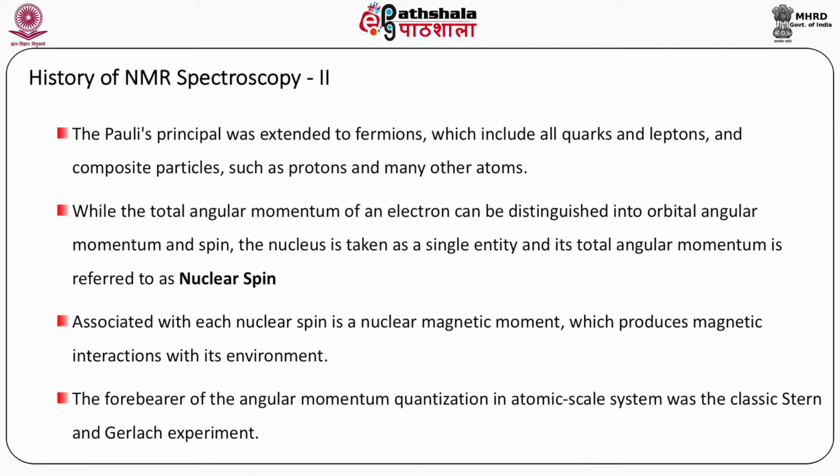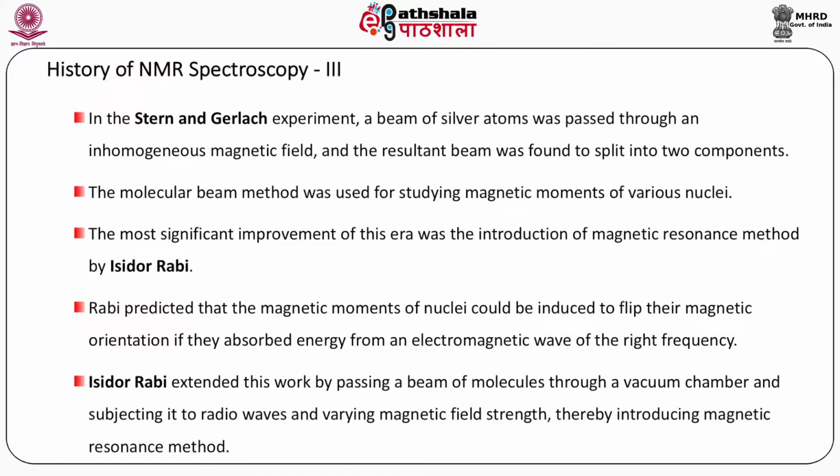Associated with each nuclear spin is a nuclear magnetic moment which produces magnetic interactions with its environment, and the forebearer of the angular momentum quantization in atomic scale systems was the classic Stern and Gerlach experiment. In the Stern and Gerlach experiment, a beam of silver ions was passed through an inhomogeneous magnetic field, and the resultant beam was found to split into two components.